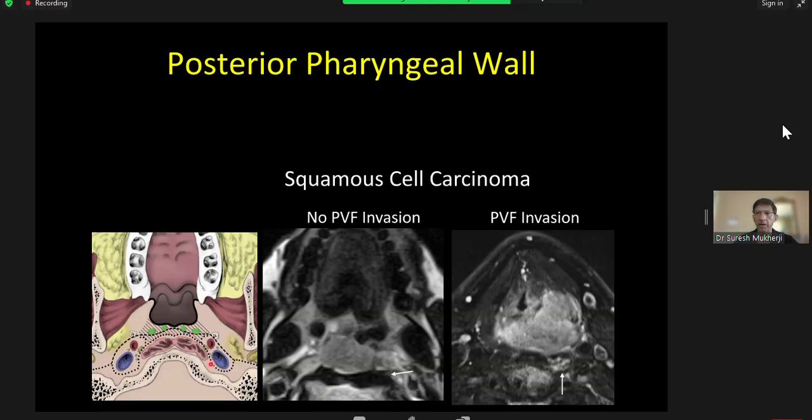Some people will call it the perivertebral fascia. Some people call it the paravertebral fascia. Whatever you want to call it, it's fine, so long as you know where it's located and what it encompasses. So if this tumor is not invading the fascia, then it's still potentially surgically resectable. But if it invades the fascia, then it's a contraindication.